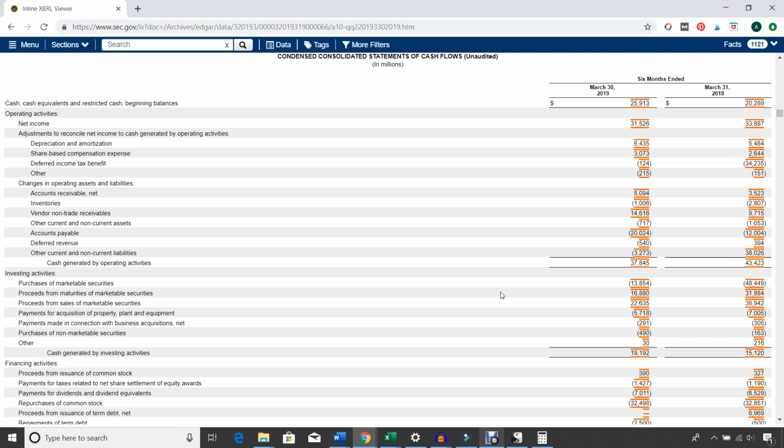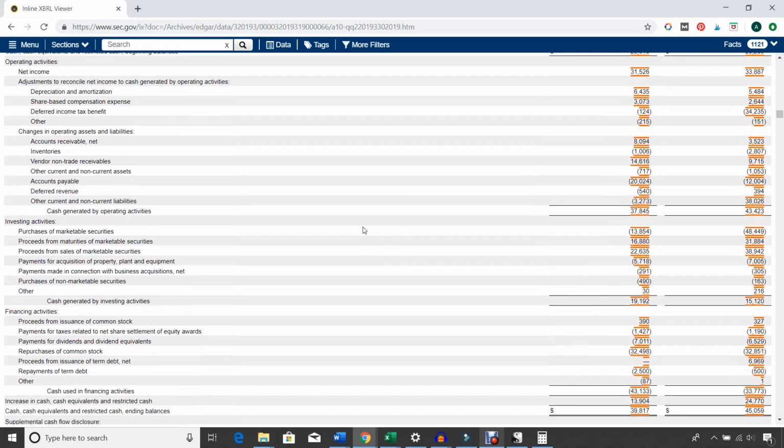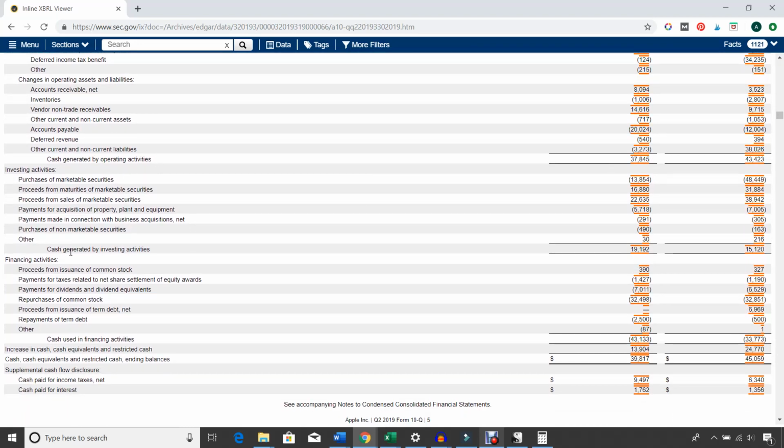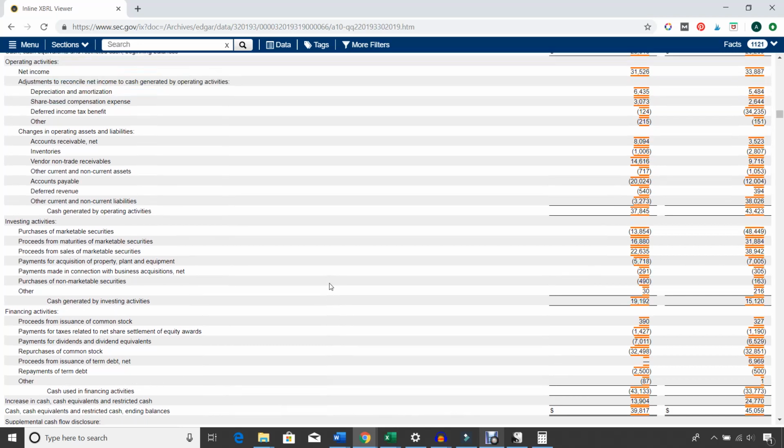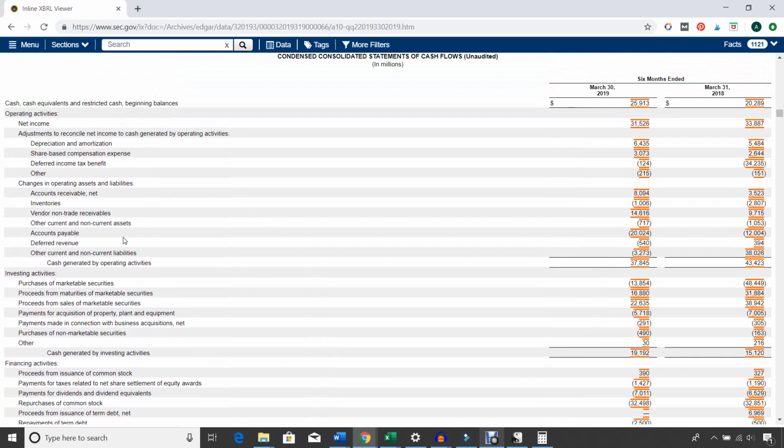Now, the statement of cash flows divides cash flows into three different categories. You have cash from operating activities, cash from investing activities, and cash from financing activities. So let's go over cash from operating activities first. So this is basically cash flow related to the core operations of the business. Essentially anything related to the current assets or the current liabilities, if you remember from our balance sheet series.